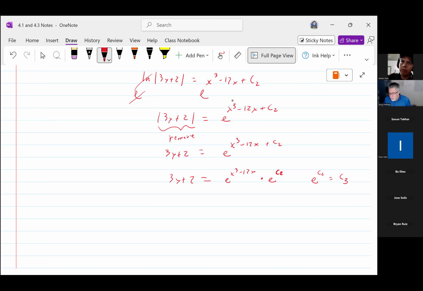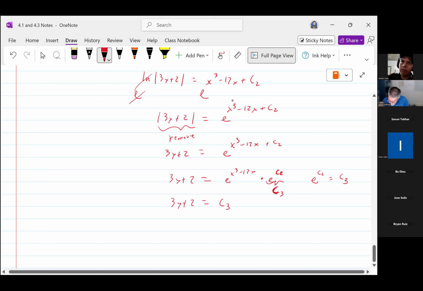But e to the c2 is equal to now C3 because it's just a constant. So we have 3y plus 2 is equal to, this guy's a constant, C3, I'm going to put that in front, times e to the x cubed minus 12x.